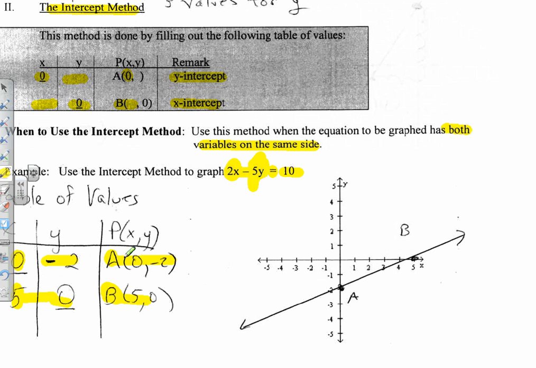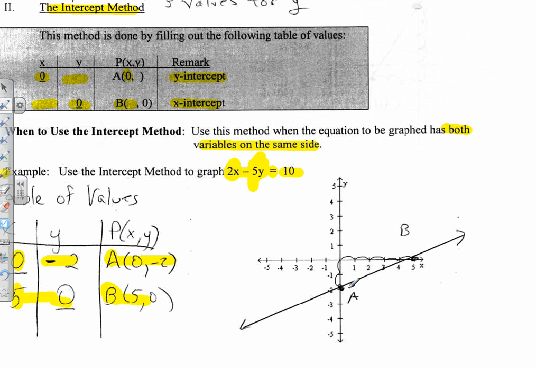Now I'll simply plot these 2 points. First point, the y-intercept, is 0 comma negative 2. So x is going to be 0 and y is going to be negative 2. I start at the origin and come down 2 units, and there's point A. To plot point B, I go 5 units on the x: 1, 2, 3, 4, 5. And y turns out to be 0.